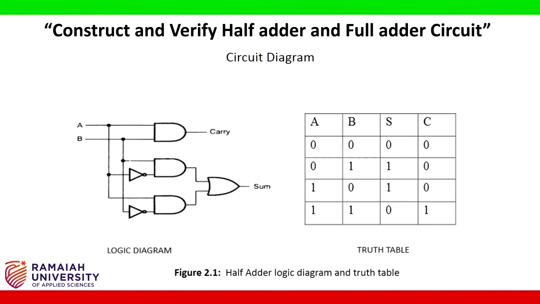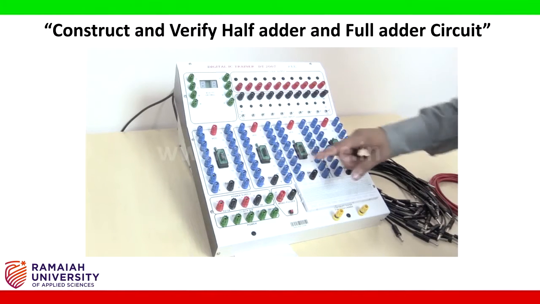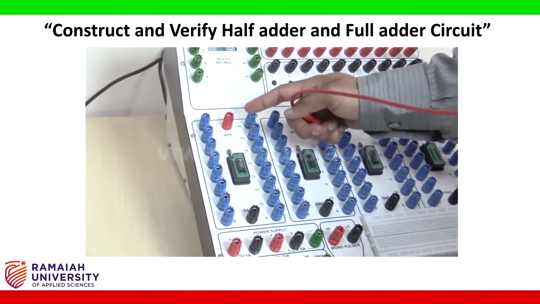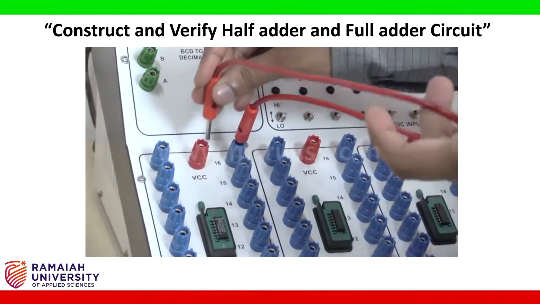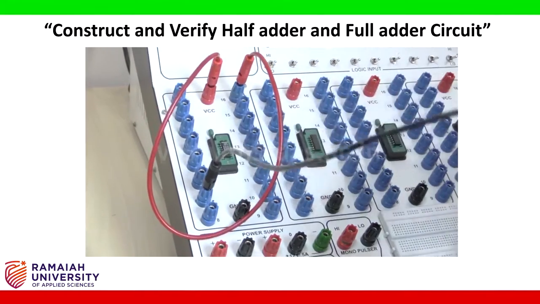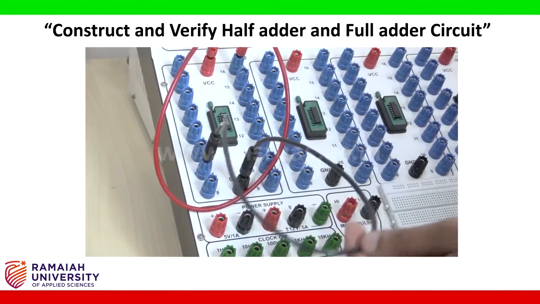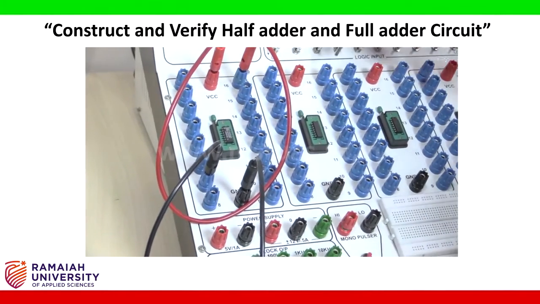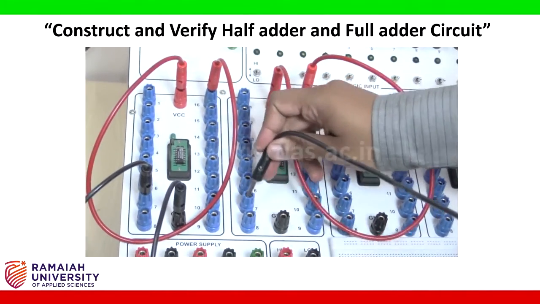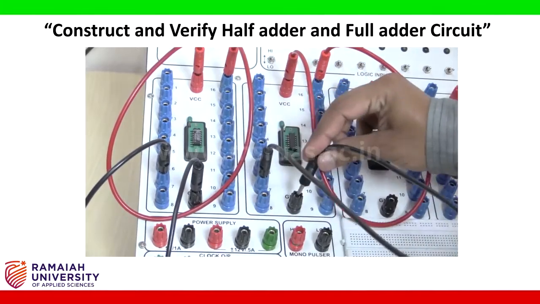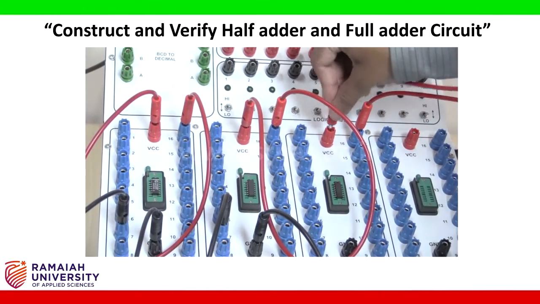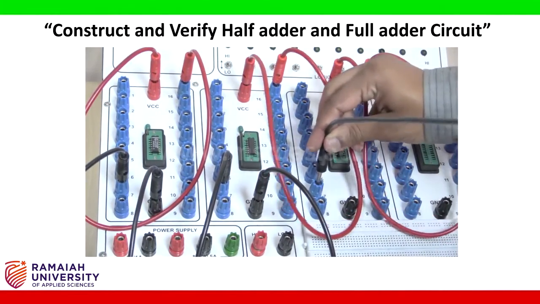Let us connect the patch cords as per the circuit diagram. Before connecting the circuit, I am connecting VCC and ground of every IC. Pin number 14 of this IC represents VCC. I am using a red patch cord, and pin number 7 of this IC represents ground, and it is the same for other ICs also. So I am using a red patch cord again for pin number 14 to represent VCC, and pin number 7 I am connecting to ground. Similarly, for the third IC base, pin number 14 is VCC and pin number 7 is ground.